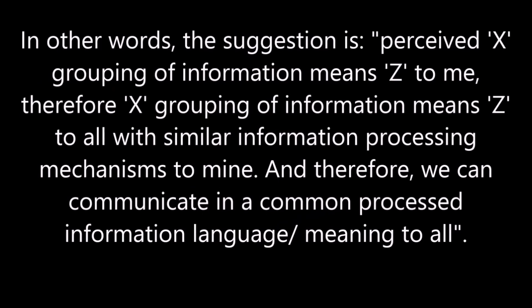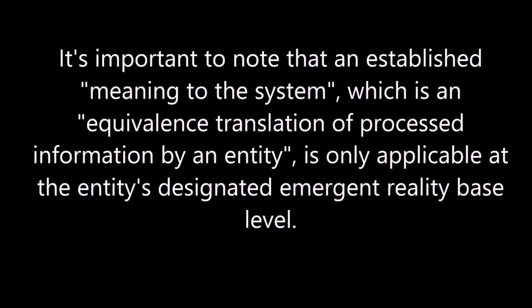In other words, the suggestion is: perceived X grouping of information means Z to me. Therefore, X grouping of information means Z to all with similar information processing mechanisms to mine. And therefore, we can communicate in a common processed information language/meaning to all. It's important to note that an established meaning to the system, which is an equivalence translation of processed information by an entity, is only applicable at the entity's designated emergent reality base level.